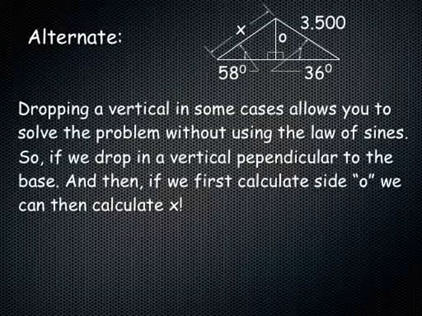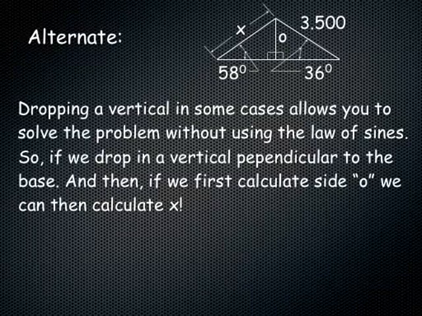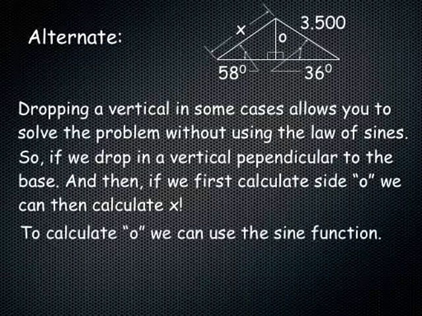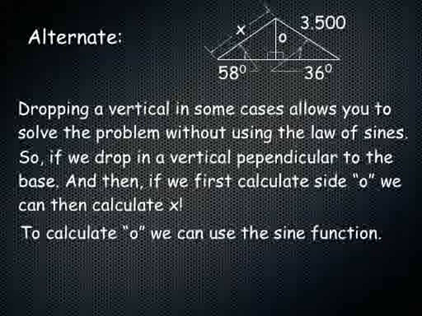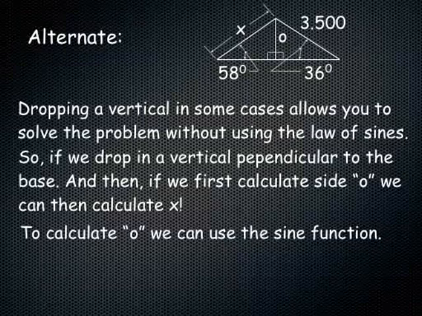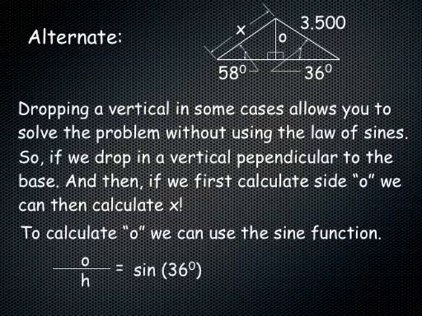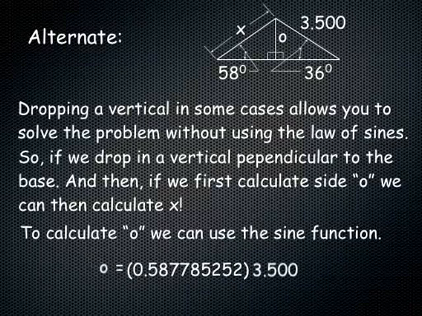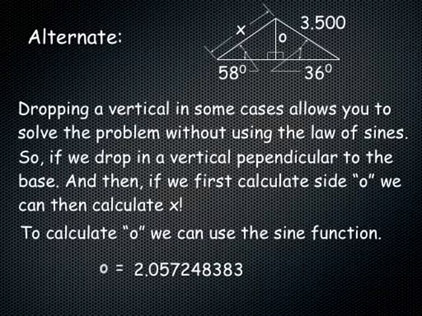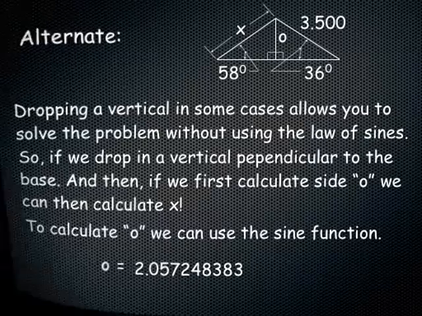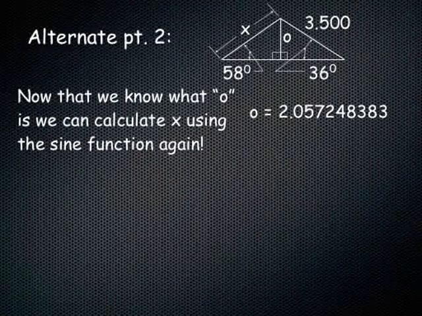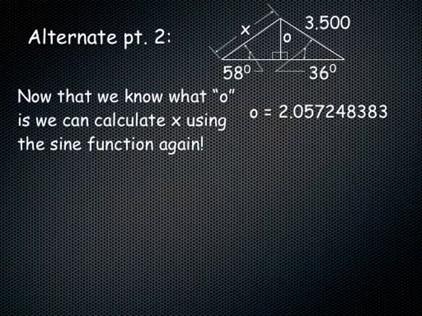So if we drop a vertical perpendicular to the base, and then if we first calculate side O, we can then calculate side x. To calculate O, we use the sine function, since we have the hypotenuse and we're looking for the opposite. Opposite over the hypotenuse equals the sine. Rearrange the equation to solve for the opposite, and we get the opposite is 2.057248383.